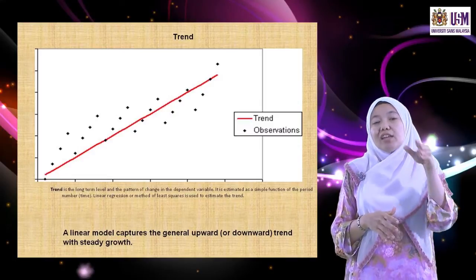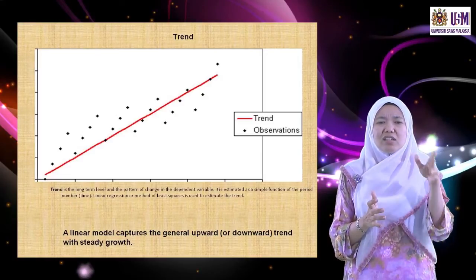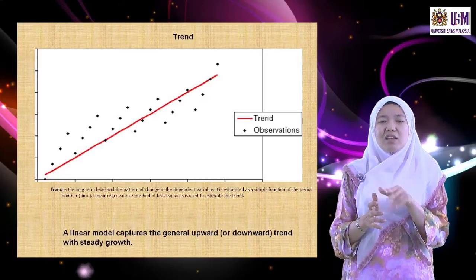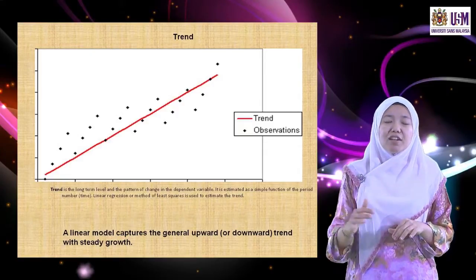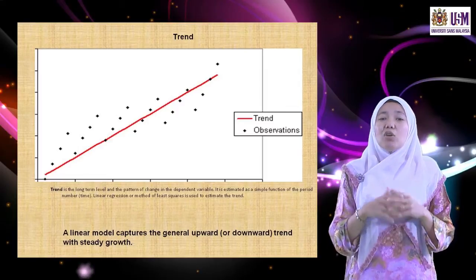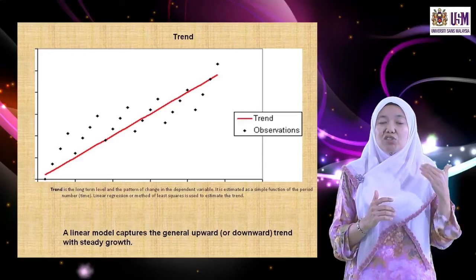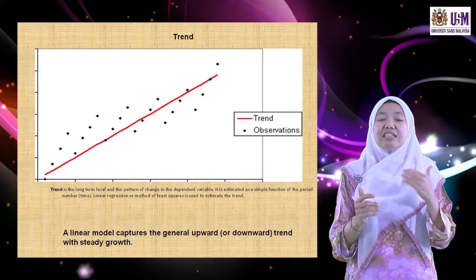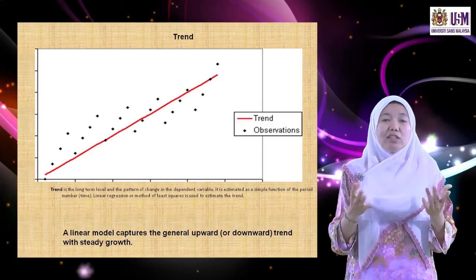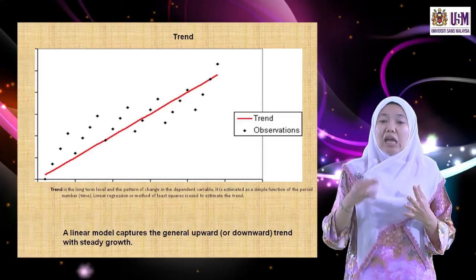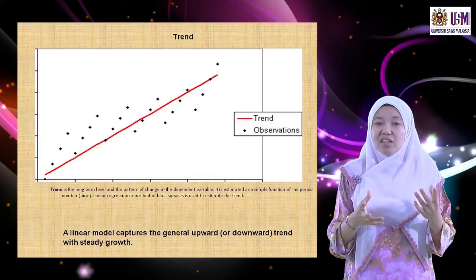If you look at the observations in detail, you see that some years are increasing and then reduce a little bit, and then increase and then reduce again. But over the years, throughout the period that you study the data, there is an upward trend or a downward trend. Either the trend is increasing or the trend is decreasing over the years. A linear line, a linear model, usually captures the general upward or downward trend. In this case, we are talking about steady growth.